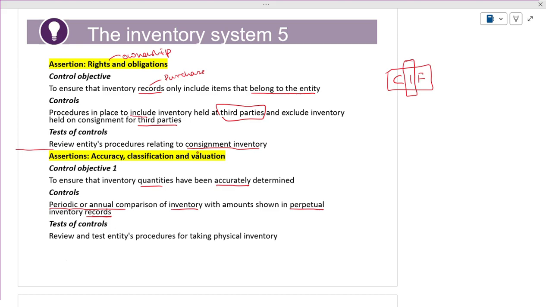You have to make a comparison of inventory with the amounts. Review the procedures for taking physical inventory. What are the procedures? I can say, what are the entity's audit procedures? What are the procedures they will take with respect to the physical inventory count?